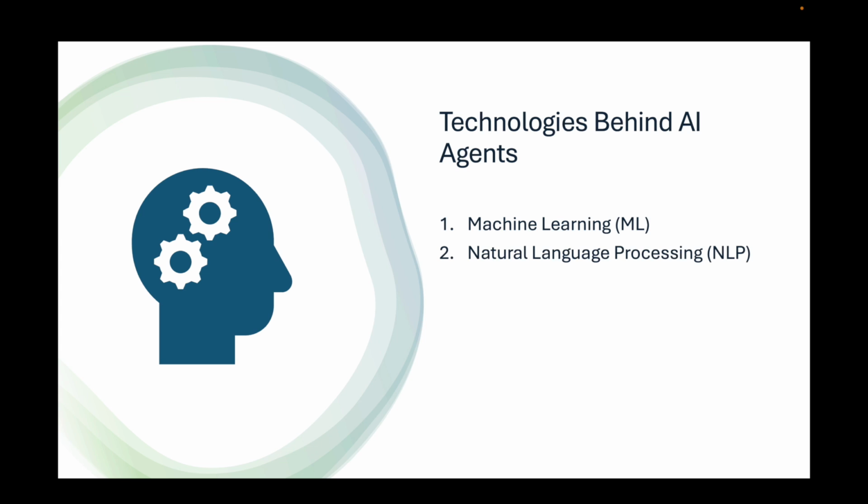Used in conversational agents and chatbots, NLP helps AI agents understand, generate, and process human language. Examples: GPT models, BERT, and transformer-based architectures. 3. Reinforcement learning, a type of ML where an agent learns by interacting with its environment, receiving feedback in the form of rewards or penalties, and adjusting its actions to maximize rewards. Examples: AlphaGo, DQN, Deep Q networks, and self-driving vehicles.